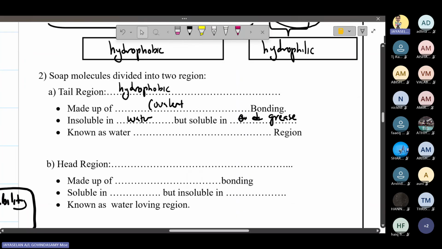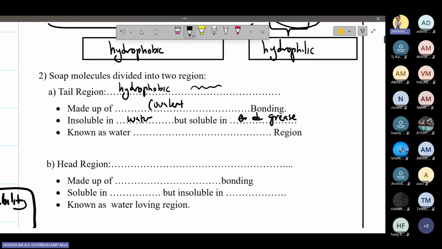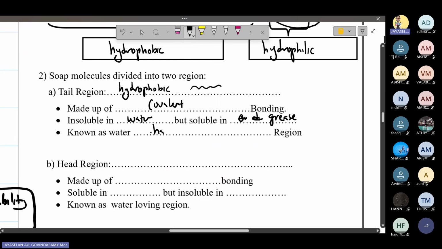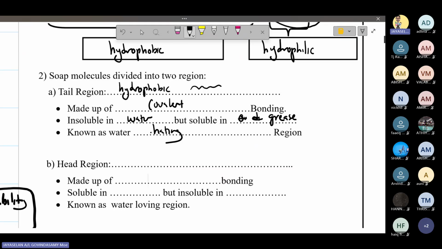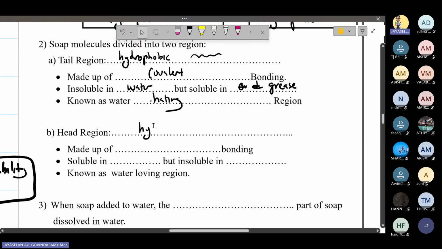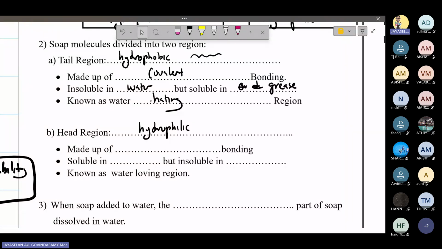Okay, and the head, this is the head. The head is known as what? Known as water eating region. Dia tak suka, benci air. Okay, can? The head region is known as hydrophilic region. Hydrophilic region. Okay, hydrophilic.